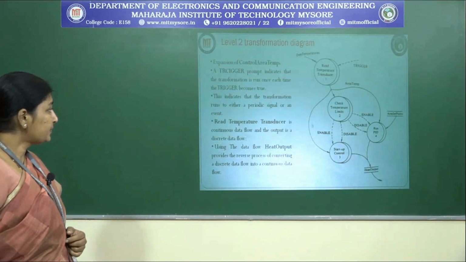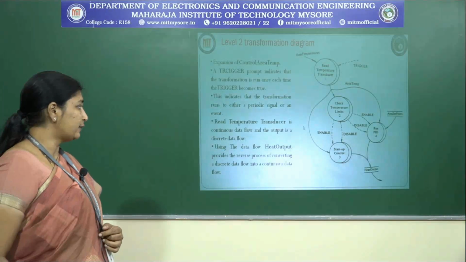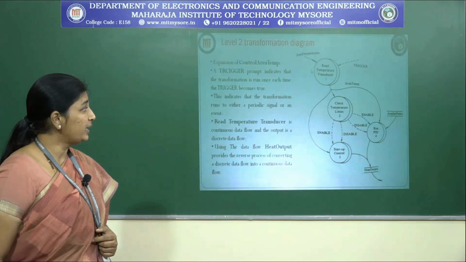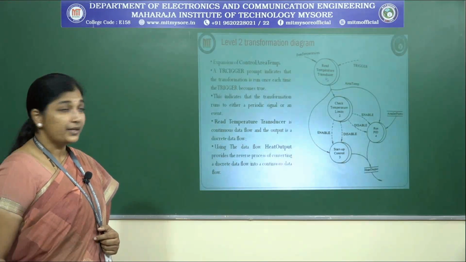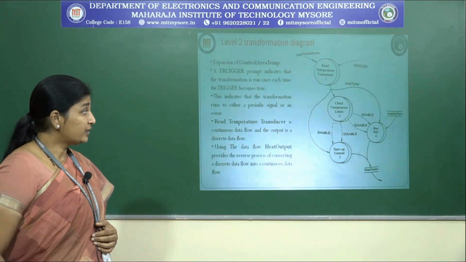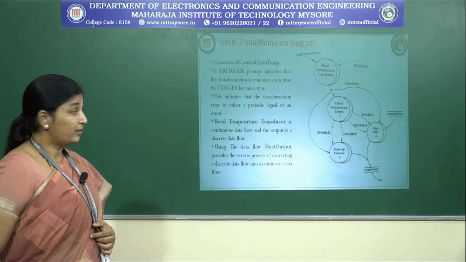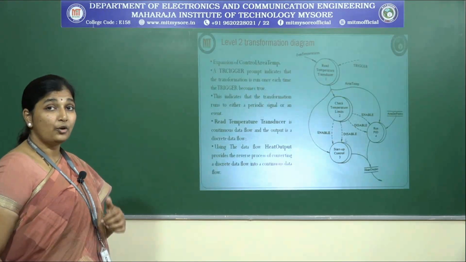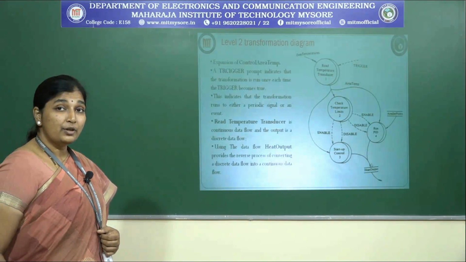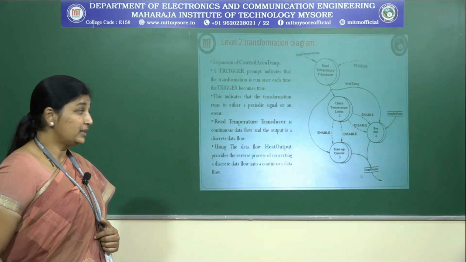Now, using the data flow, heat output provides a reverse operation of converting discrete data flow into continuous data flow. So if you see here in this entire block, you have a read temperature transducer converting your continuous temperature into a discrete value. After this discretized value, again there is a prompt here, enable and disable, whether zeros or ones are available, and then it is not going to resend again. For that particular value, the conversion of discrete value into continuous will be done by the heat output.